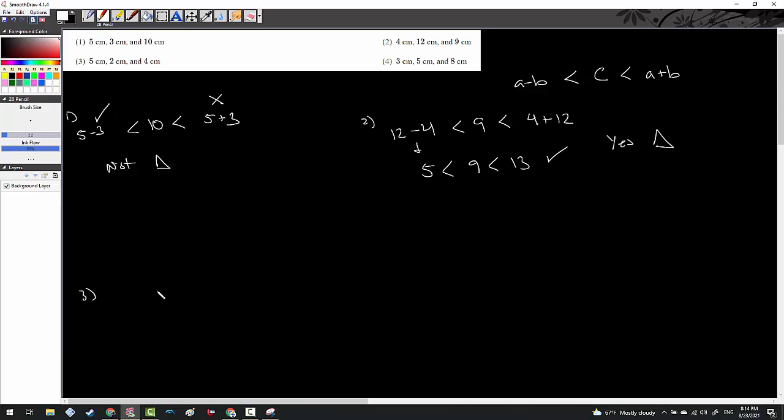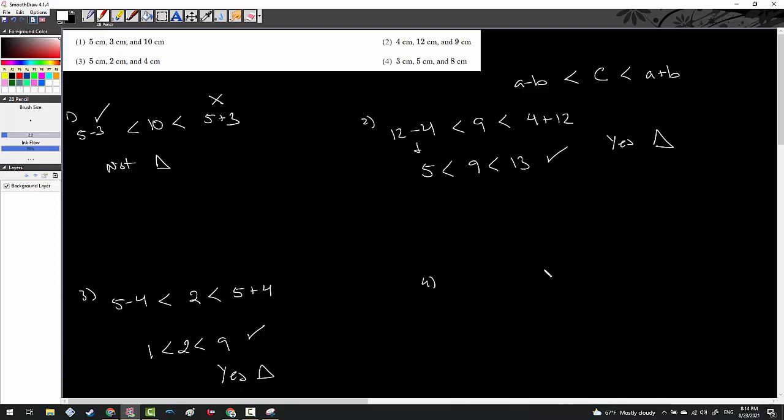Number 3. So again, it doesn't really matter which one you choose. I can go ahead and choose 2 if you guys want me to, just to keep things random. Is 2 smaller than 5 plus 4 while simultaneously larger than 5 minus 4? Well, is 2 smaller than 9 but larger than 1? I think that is true. So this would be yes, triangle.